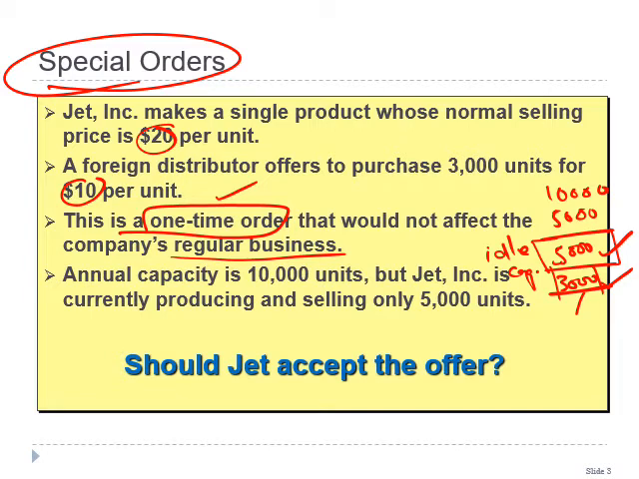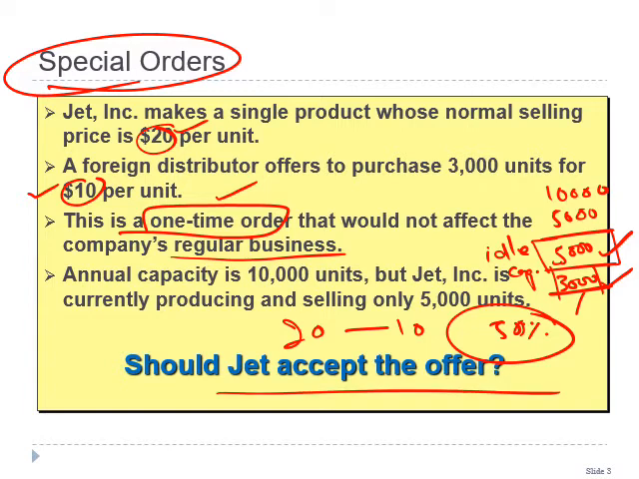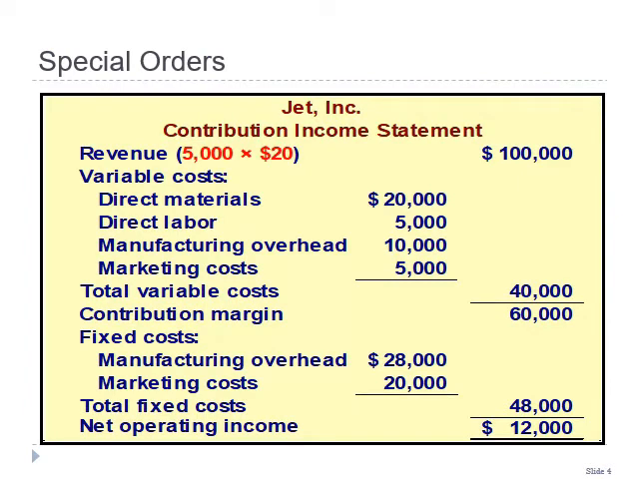So the question comes: the price is 20 and the distributor is asking for 10. Look at the difference, a 50% reduction in price. If you are a layman, you will be shocked. Wow, we cannot decrease our price by 50%. So the question arises, should Jet accept the offer? Here we are given Jet Incorporation's contribution income statement. Right now the situation is they are selling 5,000 units, 20 is the price, and their variable cost totals 40,000.